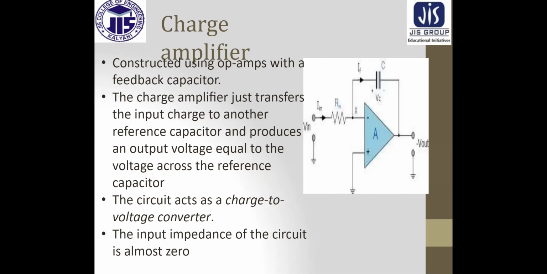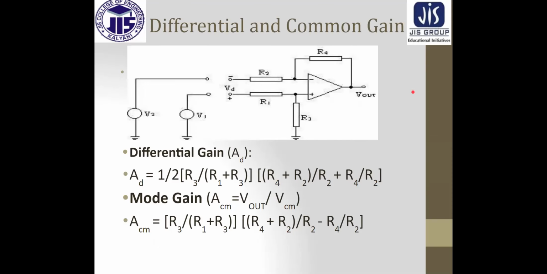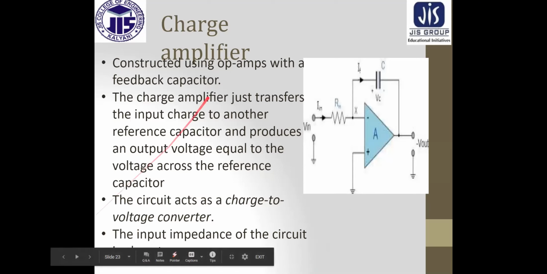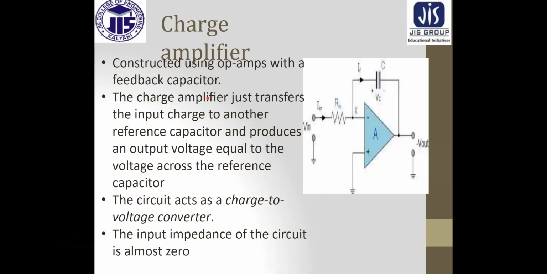Now next is charge amplifier. Constructed using op-amp with a feedback capacitor. The charge amplifier just transfers the input charge to another reference capacitor and produces an output voltage equal to the voltage across the reference capacitor. Since it depends upon the charging and discharging of the capacitor, it's known as charge amplifier. It acts as a charge to voltage converter.